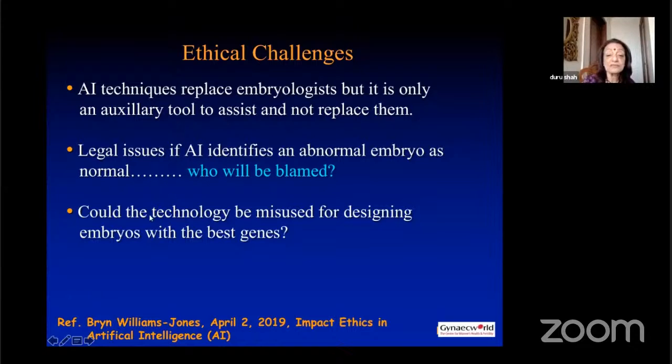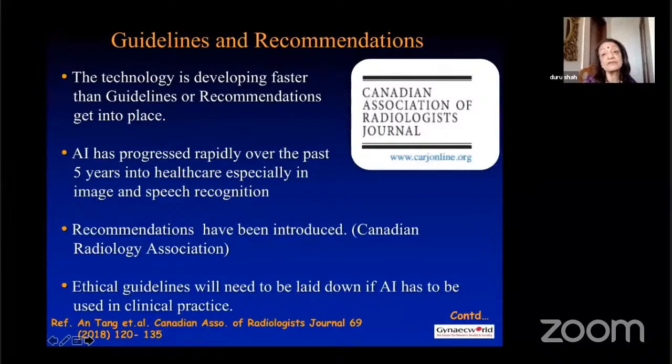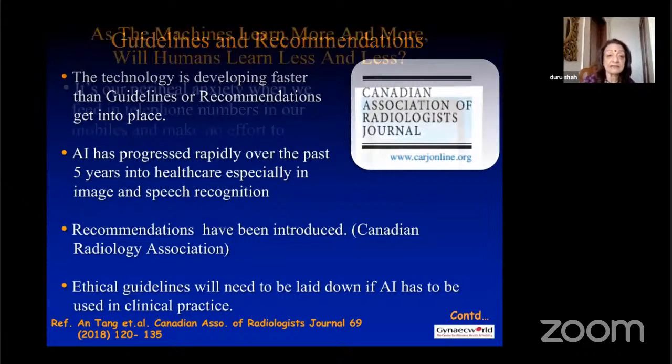Could the technology be misused for designing embryos with the best genes, so that the rich who can afford it can have the best genes and the poor who can't will not afford it? There are many guidelines and recommendations developed by various associations, and the Canadian Association of Radiologists has already developed its guidelines and recommendations. But with ART, there's an issue, because we have to consider ethics, because we are dealing with human beings, and therefore the recommendations still need to be laid down if AI has to be used in clinical practice.